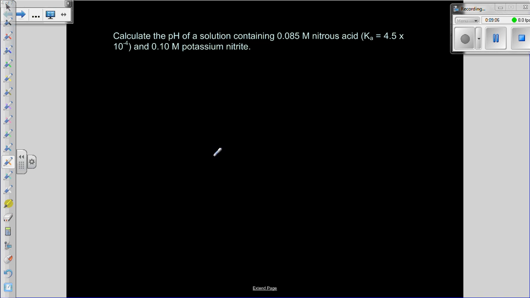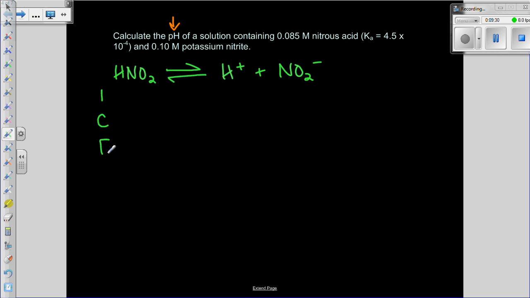Okay, in this situation, you're going to calculate the pH. So we're looking for the pH of a solution containing nitrous acid. So nitrous acid is HNO2. Let's do this one without water. So that will dissociate into H plus and NO2 minus. I'm going to create an ice chart and I'm going to fill in what I know.